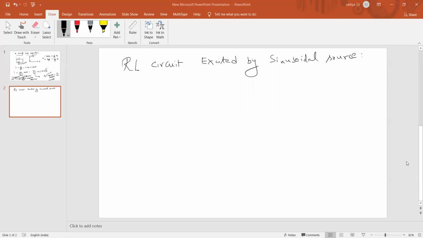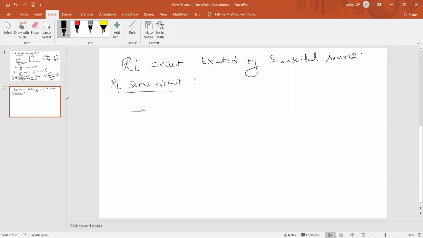RL circuit, which is excited by sinusoidal source. Under that subheading, RL series circuit. So all of you focus very carefully for 2 minutes so that the remaining you can draw on your own.